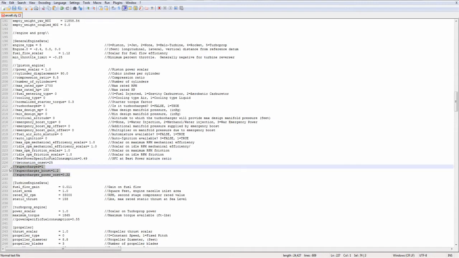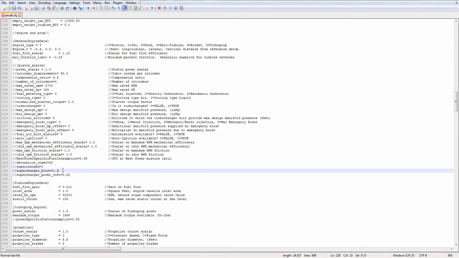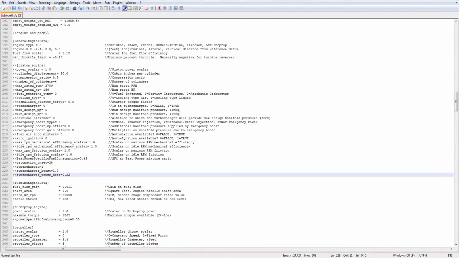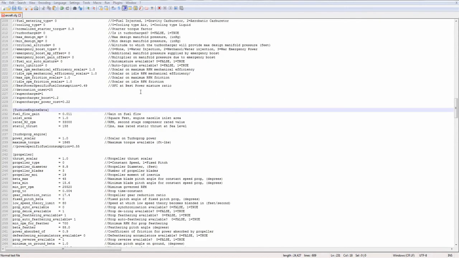The last one is the supercharger stuff, which basically defines, one, whether or not there is a supercharger, two, the multiplier on engine power for the supercharger, and the power cost of the supercharger. All right, next one we're going to talk about is turbine engine data. This one has to be present for both turboprops and jets, as well as helo turbines, and it's only got a little bit of data here to enter, not nearly as much as piston.